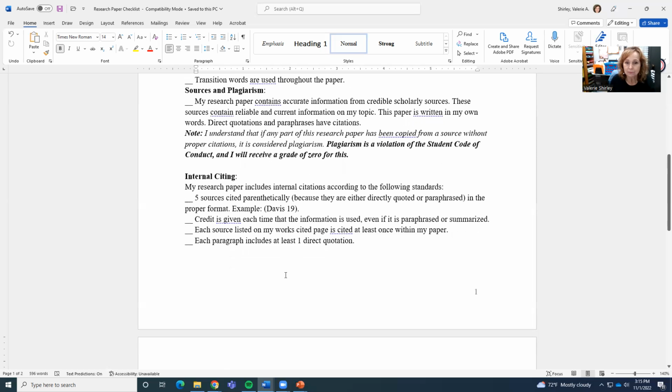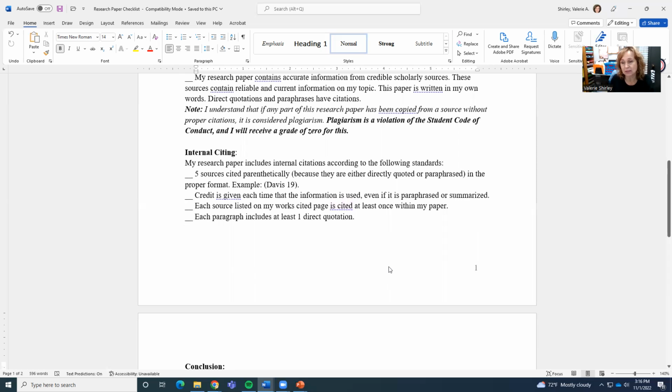Okay, and then every time you use somebody else's information, you must give credit to the author, where you got it from, the website, the author, the book. Okay, every paragraph should have at least one direct quote, but a direct quote doesn't have to be like a great big sentence. And some people misunderstand direct quote. A direct quote means words lifted from my source and inserting them into my paper.